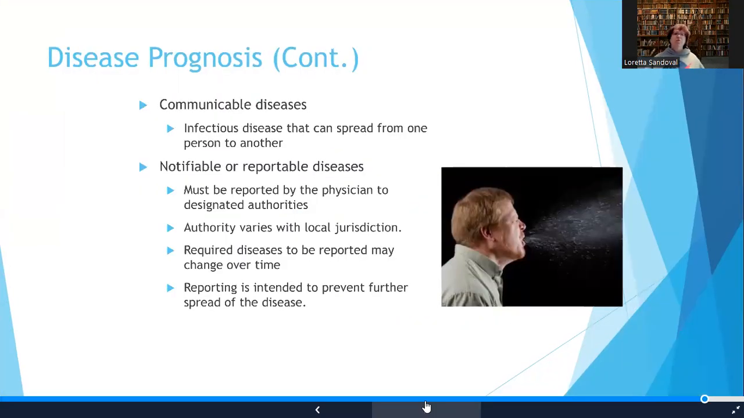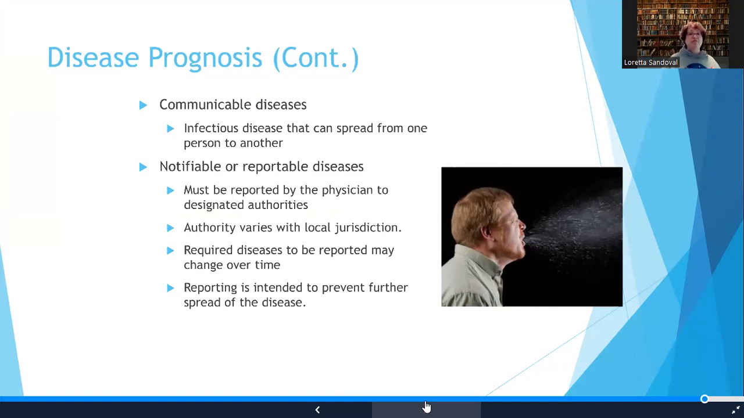Communicable diseases are infectious diseases that can spread from one person to another. So the picture of this guy sneezing, that right there makes you want to put a mask on, right? Put a mask on him to keep those droplets from flying all over the place. So we've been dealing with a disease that is transmitted by respiratory droplets. This is a really good picture of the transmission of respiratory droplets. So you can see how a mask can prevent those droplets from spreading.